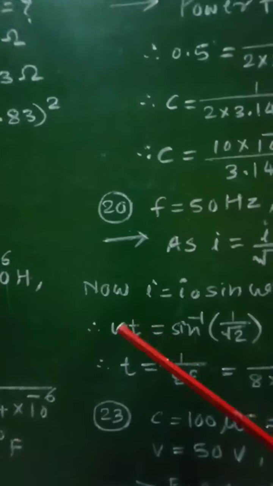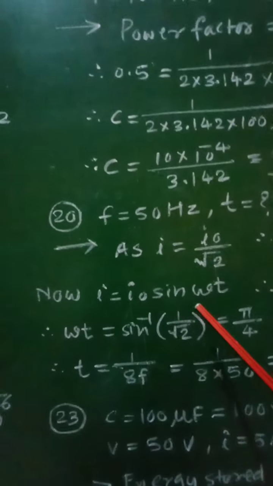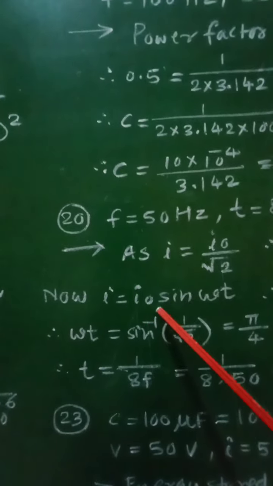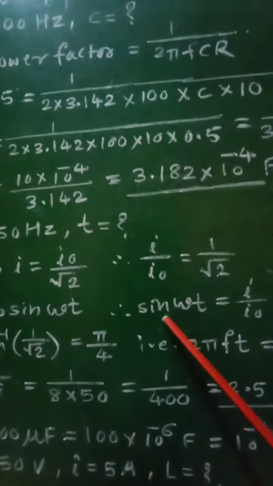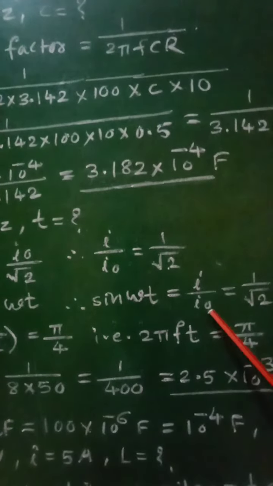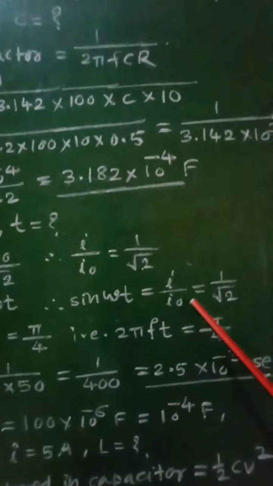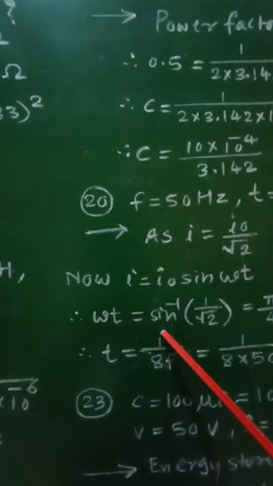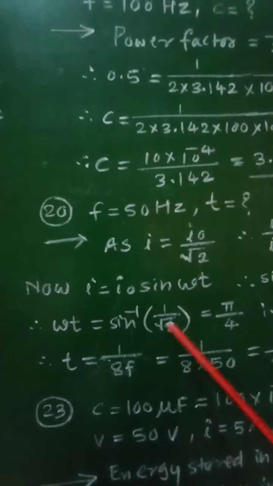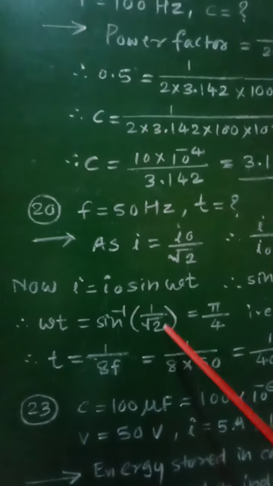Now the instantaneous current I will be given as I equal to I0 sin omega t, and therefore sin omega t will be equal to I by I0. From this relation, sin omega t equal to I by I0, whose value is 1 by root 2, and therefore omega t will be written as sin inverse of 1 by root 2.